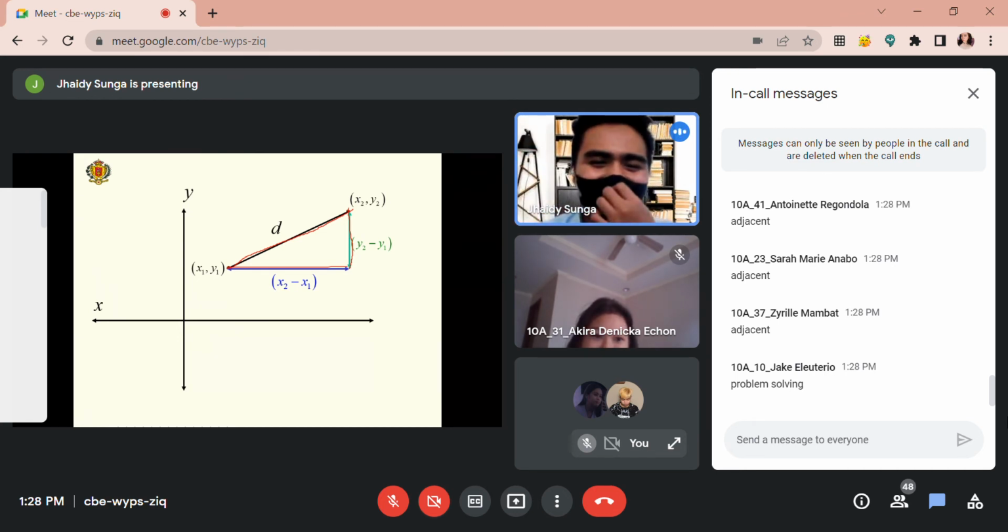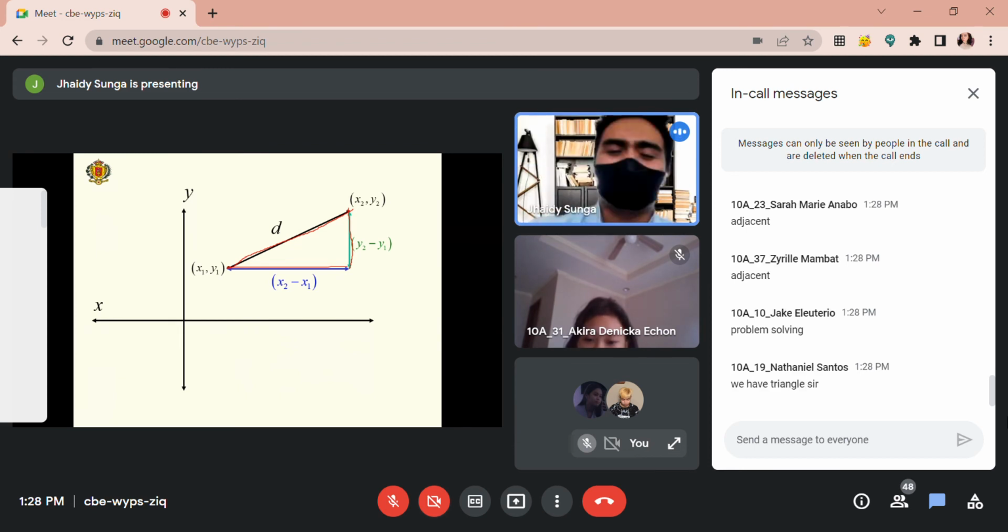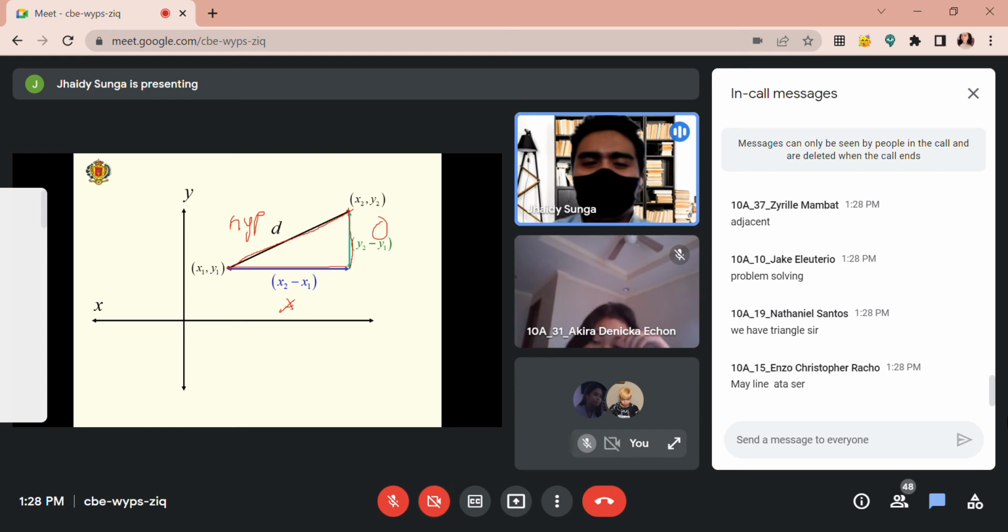Problem solving. All right, so if you will notice, what you're trying to say is yes, we have a triangle. What do we have in this one? The hypotenuse. Where is the adjacent? Let's say this adjacent is opposite. So the hypotenuse also stands as c squared.